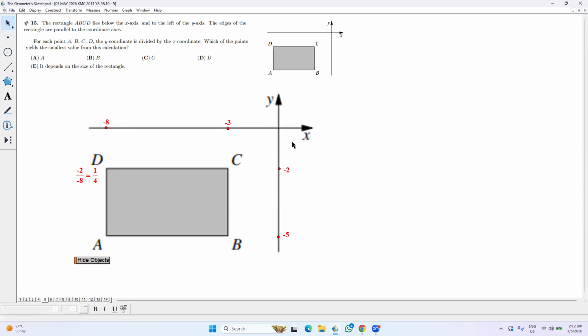So here, x is minus 3, further down is minus 8. Then here is minus 2, further down is minus 5. So you can see that for bigger y divided by x, the x value numerically bigger is better. So immediately we choose the point D. Minus 2 over minus 8 is 1/4. I think this question is not very useful also. Next question.